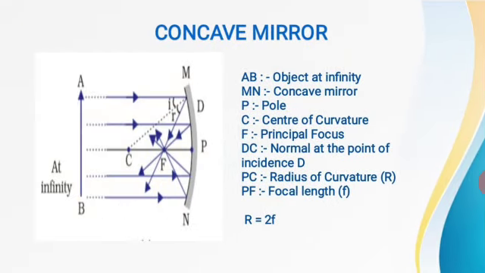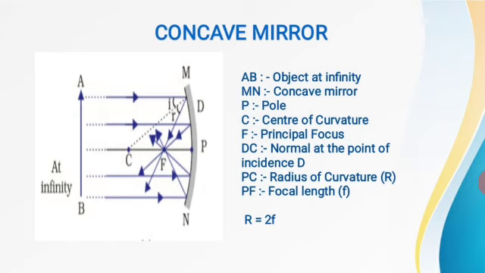Now let us look at the concave mirror. Here MN is the concave mirror, AB is the object located at infinity. The light rays coming parallel to the principal axis fall on the curved surface of the mirror. Let us look at point D. When the ray falls on point D, it gets reflected and the reflected ray passes through the principal focus F. Here we need not extend it because the ray is actually passing through F. The second ray also suffers reflection and passes through F. So do the fourth and fifth rays.